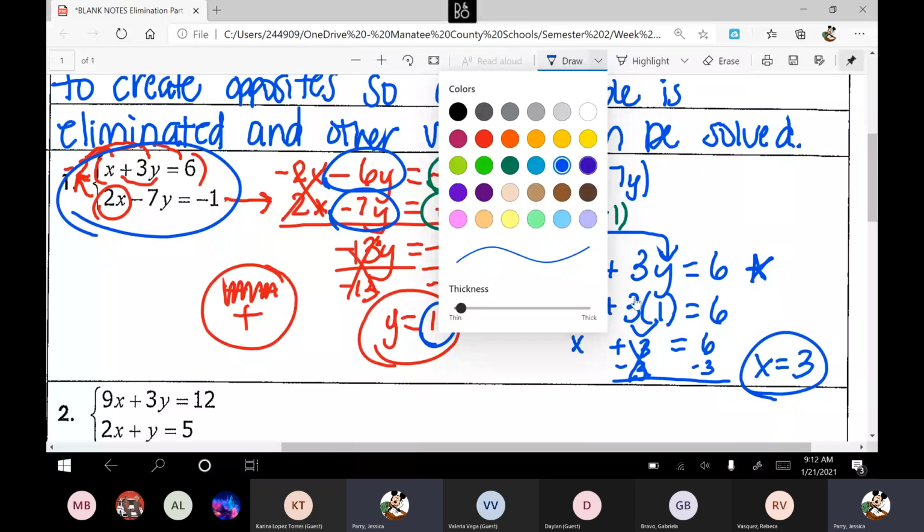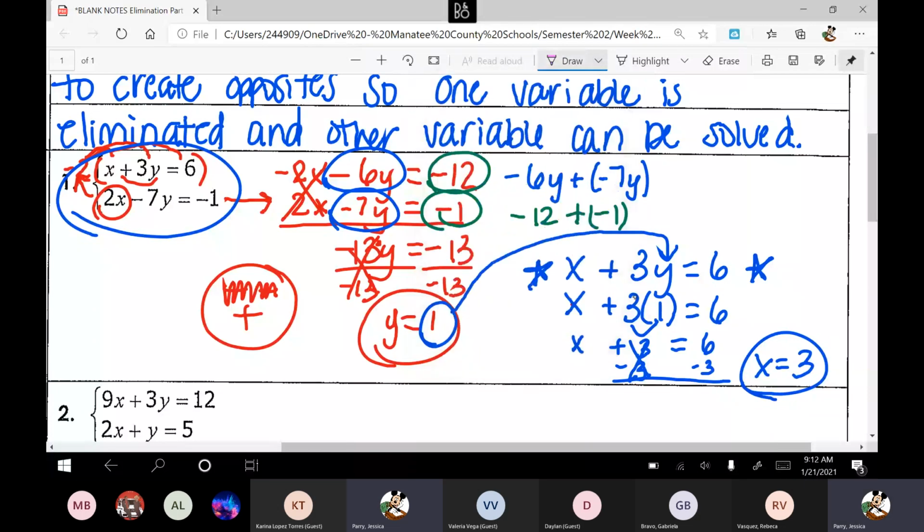Let's go ahead and write down our final answer. Let's pick, we'll do pink. We'll write our final answer, x comma y. How can I write my final answer? Would I write 1, 3 or 3, 1? What is my final answer as x comma y? Go ahead and write in the chat. What is my final answer?